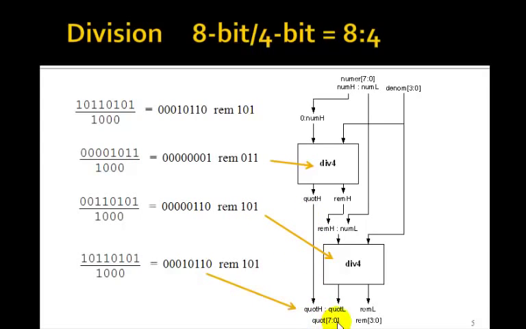And now you just piece the answers together. The final 8-bit quotient that we're looking for is just quotient high that we got up here, 0001, concatenated with quotient low, 0110, and the remainder is the remainder low, 101. So here is how you can do an 8-bit divided by a 4-bit to get an 8-bit quotient and a 4-bit remainder, and this will be very useful. And in the next lesson we'll see how to implement this divider in VHDL.